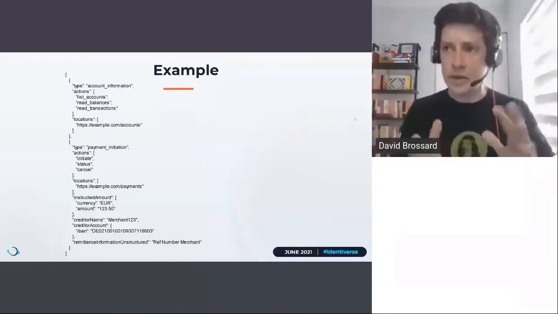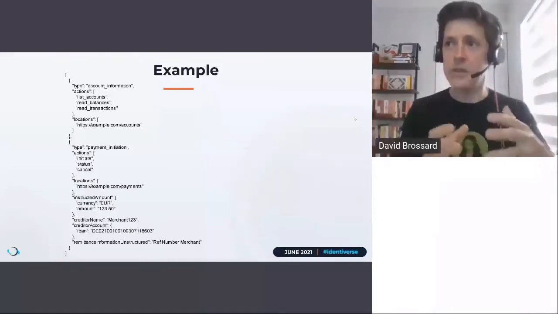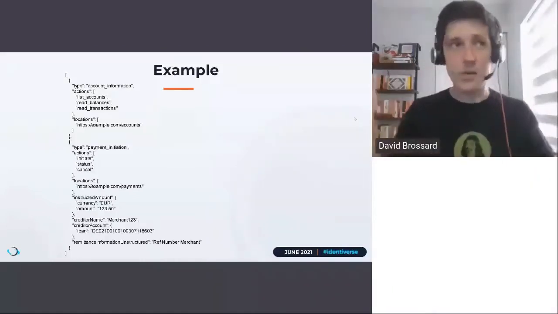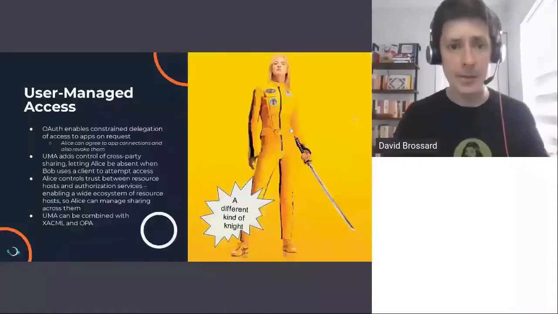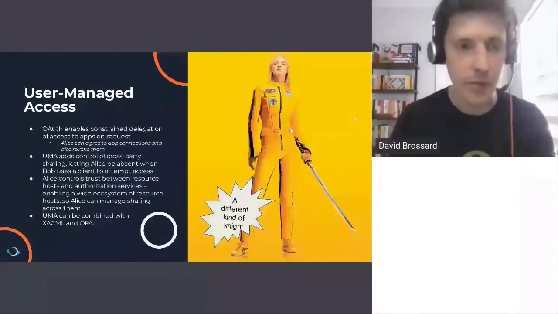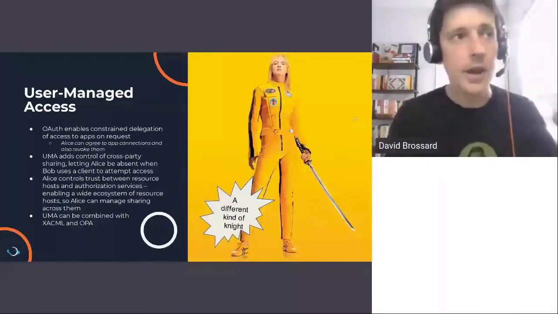And then the one thing that's not really covered in the standard is how that authorization request is being processed. But that's okay, because we'll be able to plug in the authorization framework in the back.